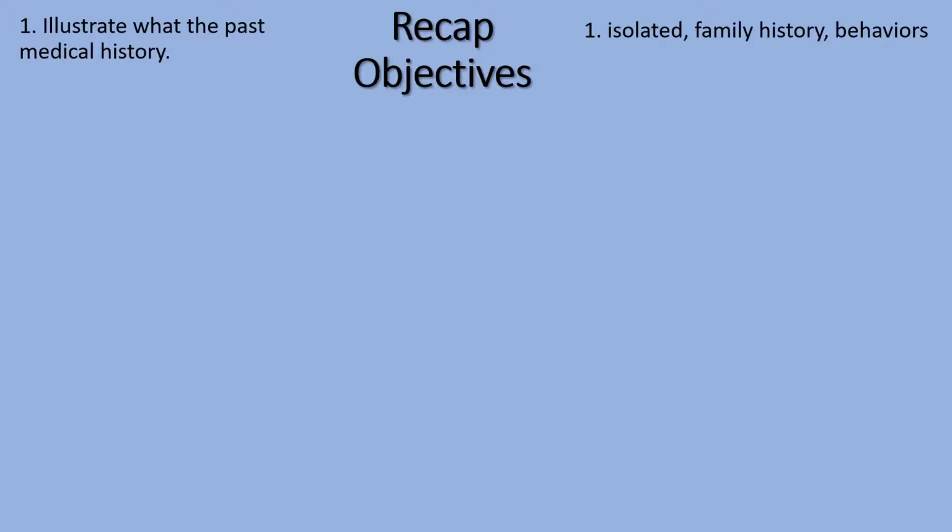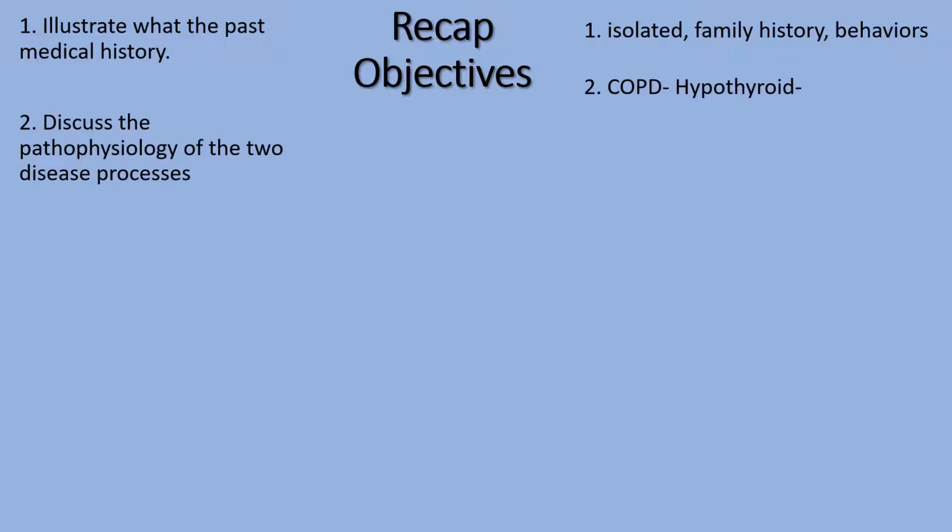So let's talk about the objectives compared to what we learned. We illustrated her past medical history, and we found that her current medical history is connected to her being isolated, her family history, as well as current behaviors. And that's what's influenced her present medical status. We've discussed the pathophysiology of hypothyroidism as well as respiratory acidosis, and we've looked to see how COPD and hypothyroid affects people in their health.